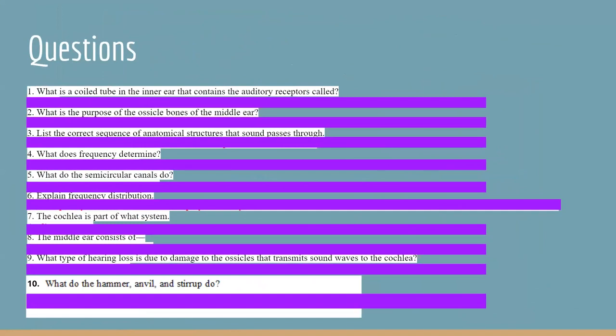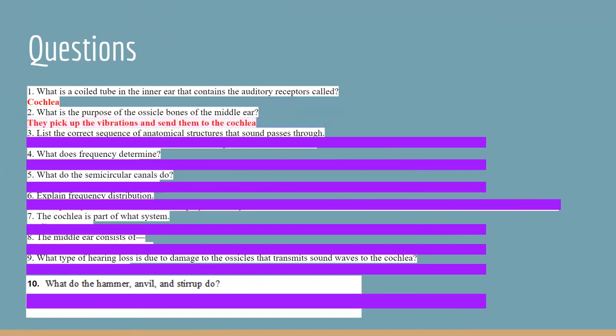Okay, so here's some questions. All right, what is the coiled tube in the inner ear that contains auditory receptors? Well, I didn't really explain this, so that's okay if you didn't know, but that's the cochlea. It is a coiled tube, and it is in the inner ear. So maybe you would have known by that, because that's the only thing I said that was in the inner ear. What is the purpose of the ossicle bones? Remember hammer, anvil, stirrup? They pick up on vibrations and send them to the cochlea. I guess I didn't really explain that, so I apologize for that.